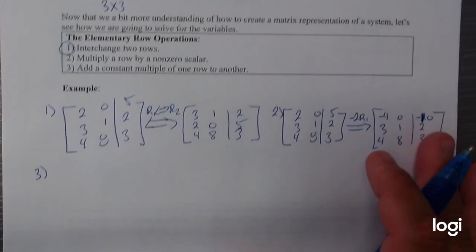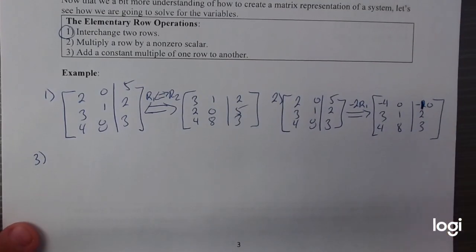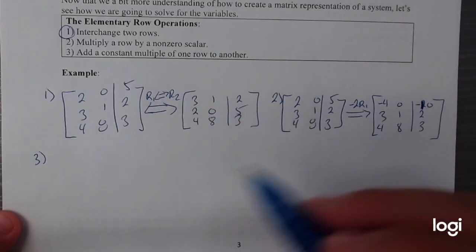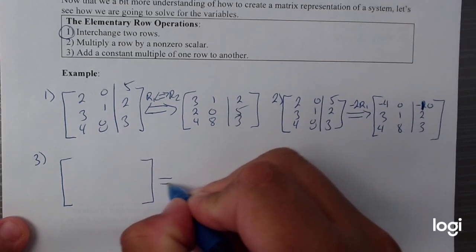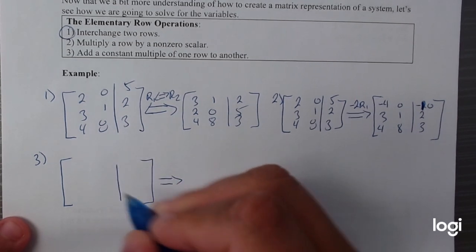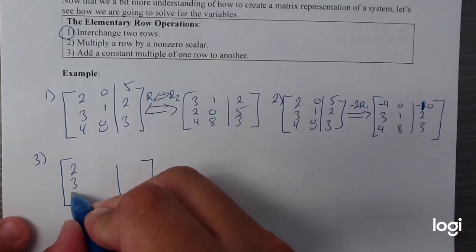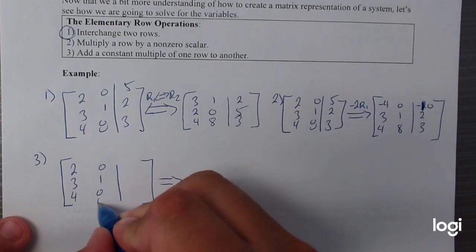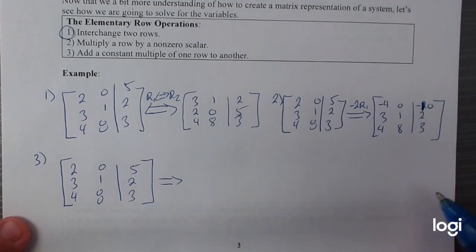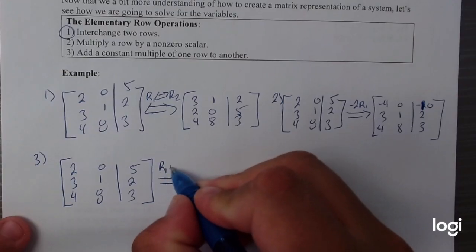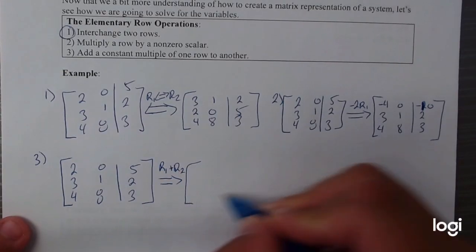Now the third one is going to be the interesting one because we're going to be using this one a lot. Add a constant multiple of one row to another. Now what that really represents is basically I can add any two rows together, and the result is going to be in that row. So this could be a little confusing at first. So what this means is, I'm going to now add row 1 plus row 2 together. So I'm just going to straight out add them together.